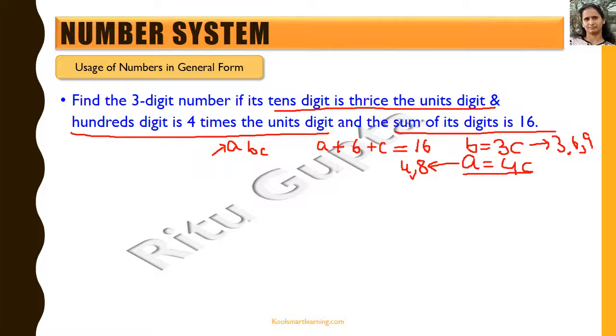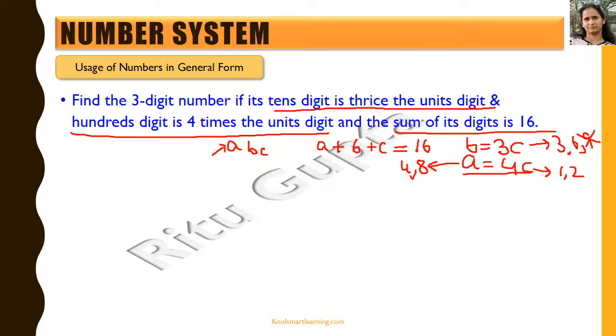Now looking at this, we are saying C can only be 1 or 2. If it becomes 3, then A becomes 12, which is not possible. So if C has to be 1 or 2, B cannot be 9.